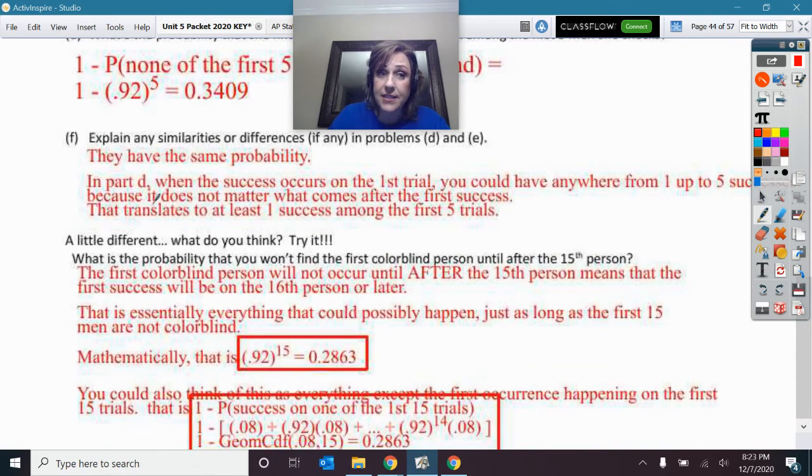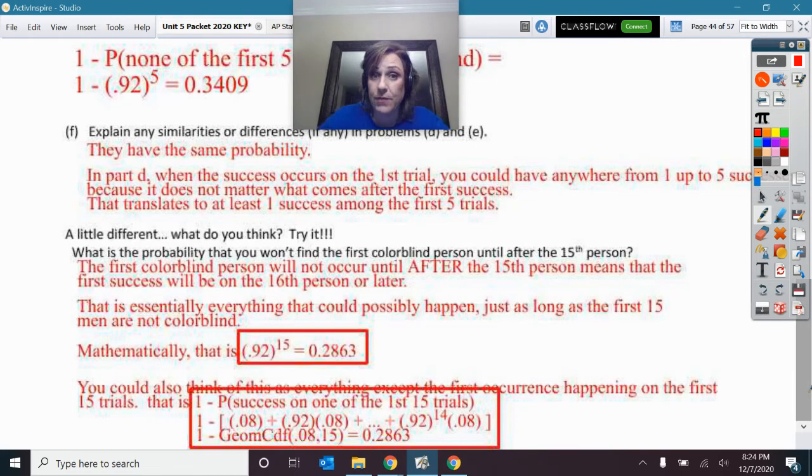And that's what F asks you. They have the same probability. What are the similarities and differences? Well, in part D, when the success occurs on that first trial, you could have anything else happening after it. So that's what kind of translates then to making it at least one success among those 5.